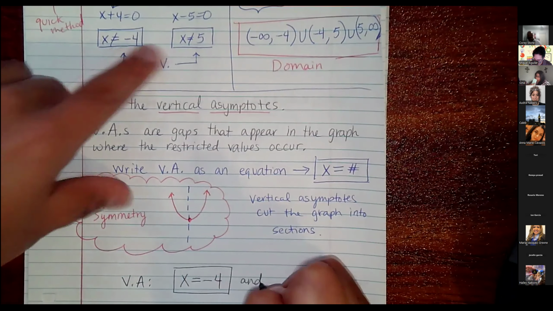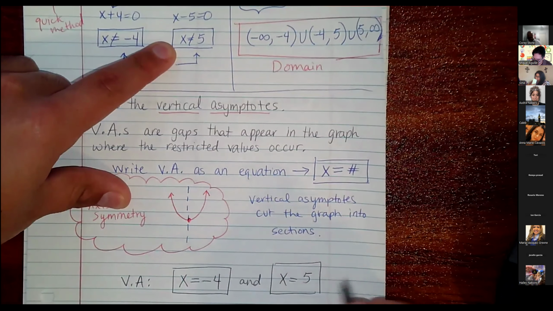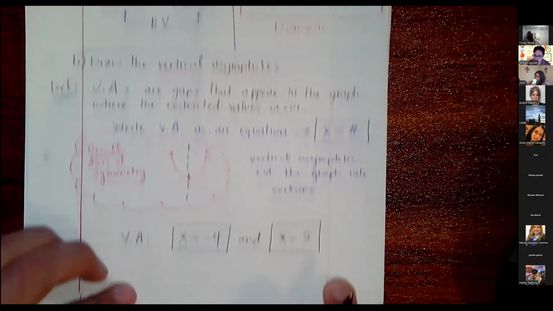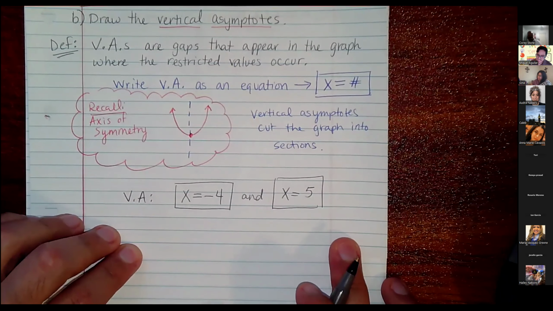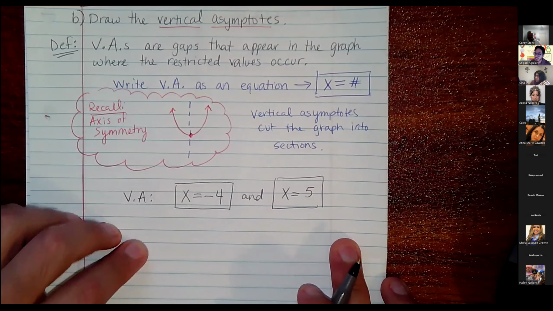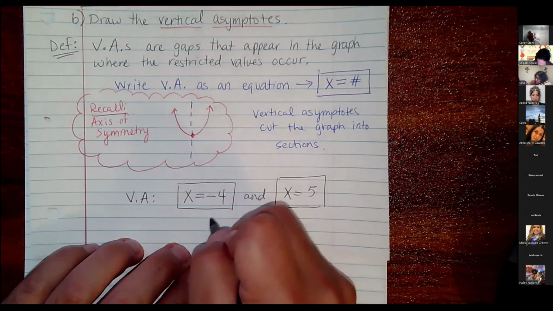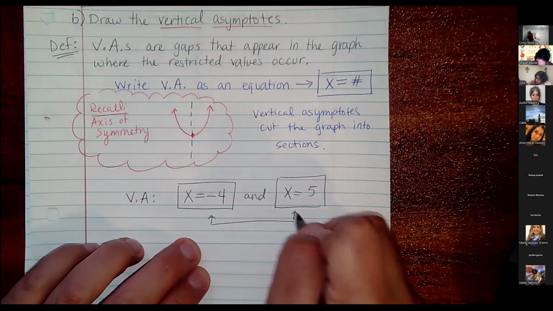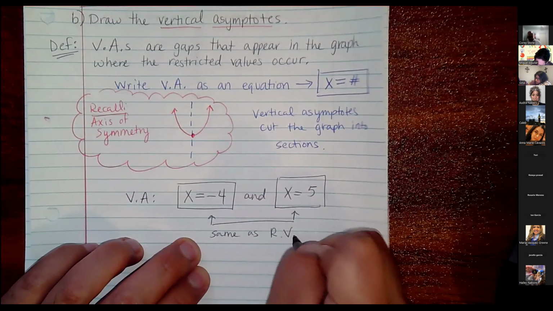And x equals 5. That's your second vertical asymptote. So in reality, vertical asymptotes are the same as our restricted values. So there's not more work that we have to do here. We just have to remember that when we're asked to find the vertical asymptotes, that's the same as finding the restricted values. Okay? So I'm going to put here, same as your RVs.